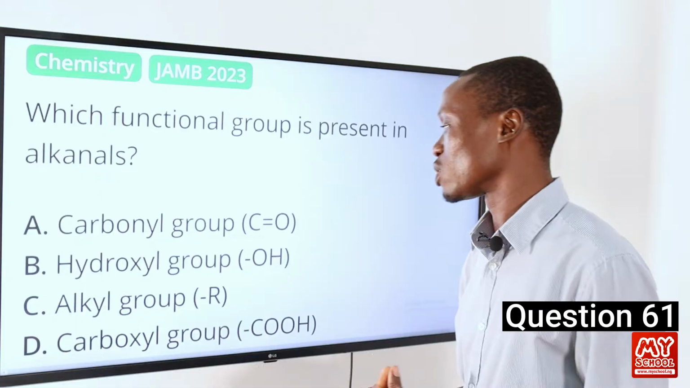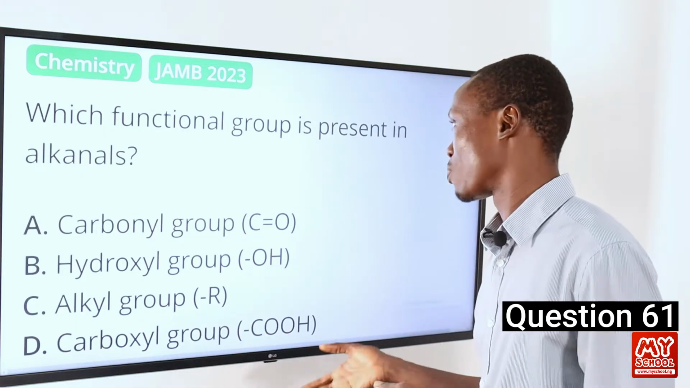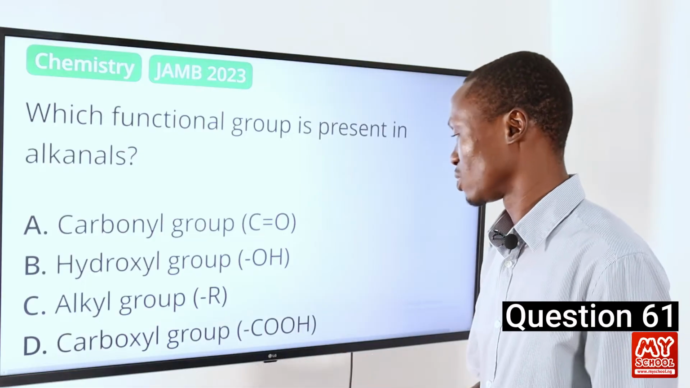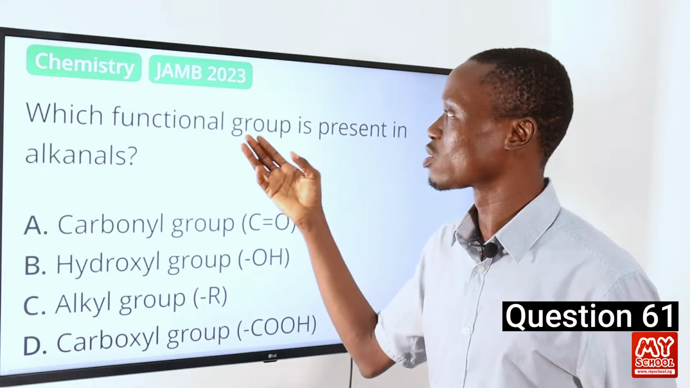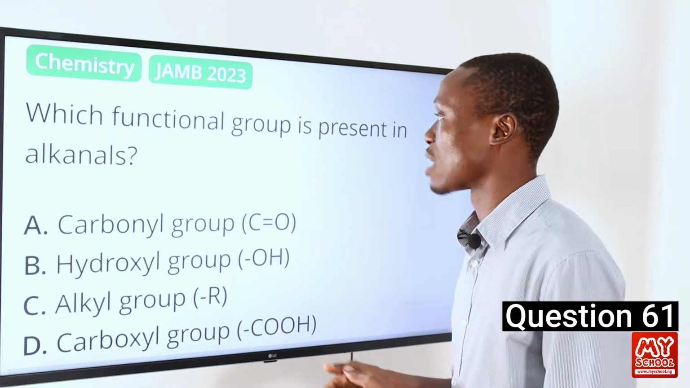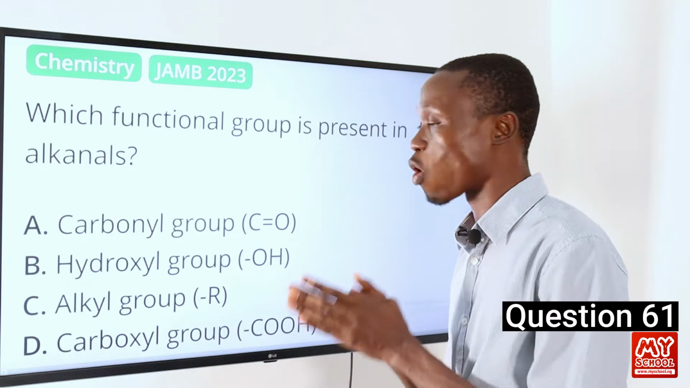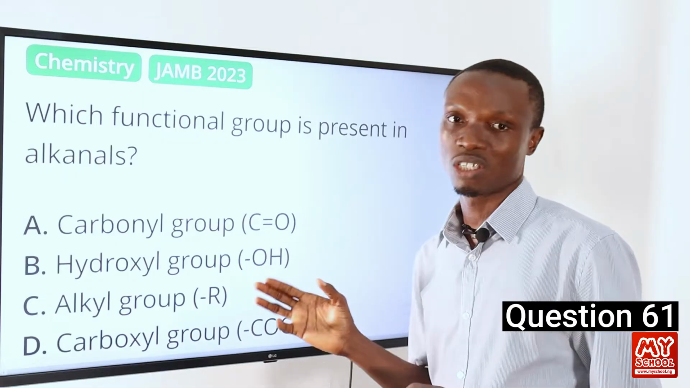Then option D, we have the carboxyl group. The carboxyl group is the functional group present in carboxylic acids, okay? So the answer to this question is option A, the carbonate group. The carbonate groups are found in alkanes, okay, and they consist of one carbon atom double bonded to one oxygen atom.